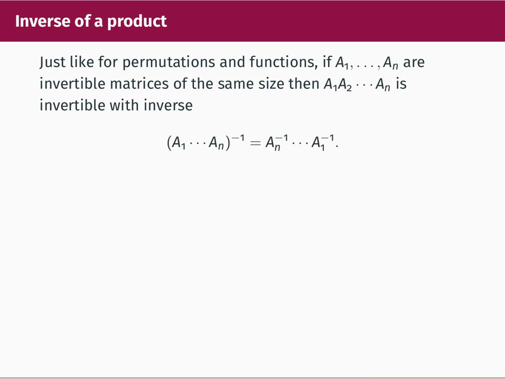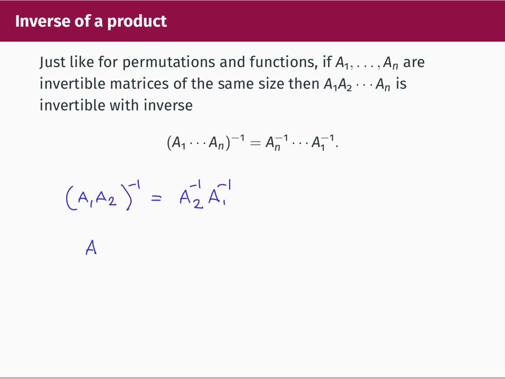Finally, let's just make an observation about inverses of products of invertible matrices. Just like for permutations, and just like for invertible functions, if you have matrices A1 up to An, and they're invertible, and they all have the same size, then their product, A1 times A2 times A3 up to An, is invertible, and its inverse is obtained by multiplying the inverses in the opposite order. For example, if you had two invertible matrices A1 and A2, then the inverse of their product is A2 to the minus 1, A1 to the minus 1. And you can check that very easily. It's the same proof that we did for compositions of functions, the same proof that you might use for permutations.